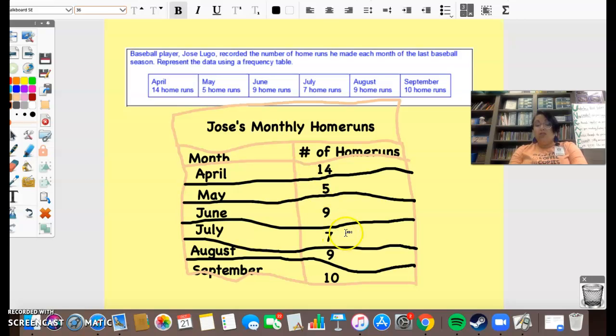Okay, so looking at your data in a frequency table helps you compare the data and helps you pay attention and look for patterns. Okay, and that's the whole goal of a frequency table, is to look for patterns in the data and see what is happening and why. All right.